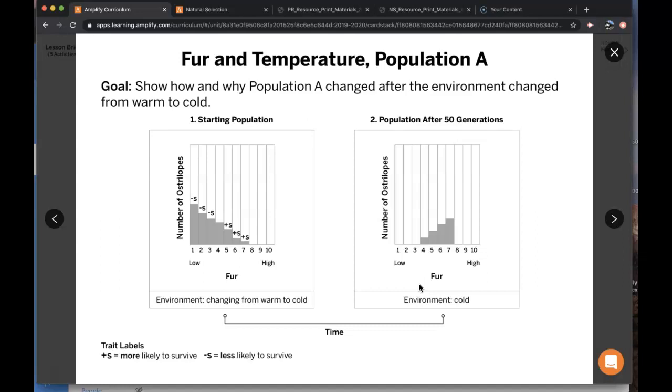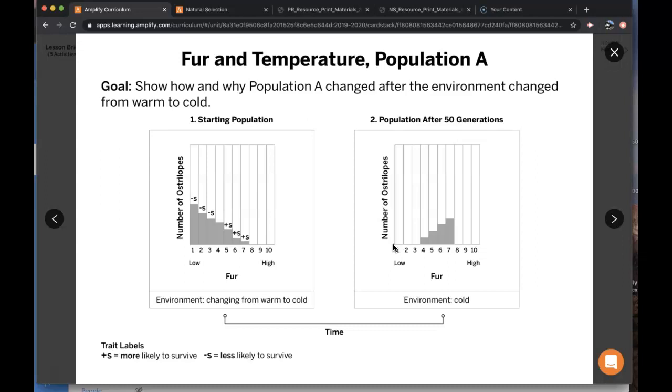So we just learned that traits for higher fur levels are adaptive traits in a cold environment because they help australopes survive in cold environments. Lower fur level traits make it difficult to survive in a cold environment, and so those are non-adaptive.